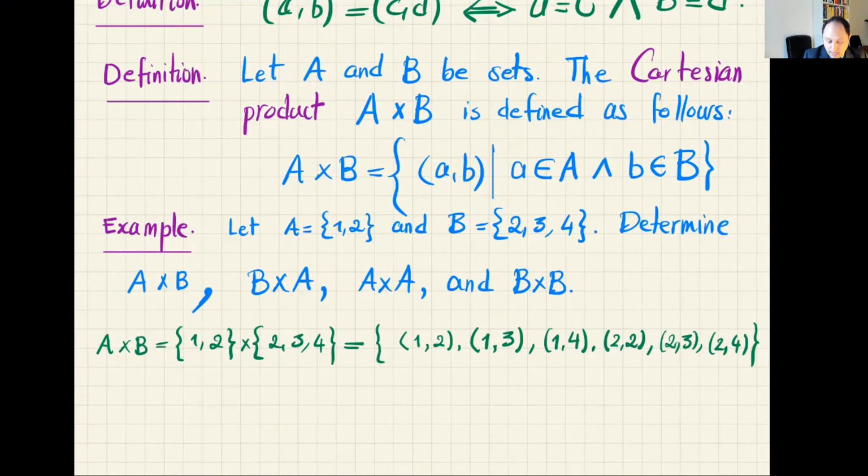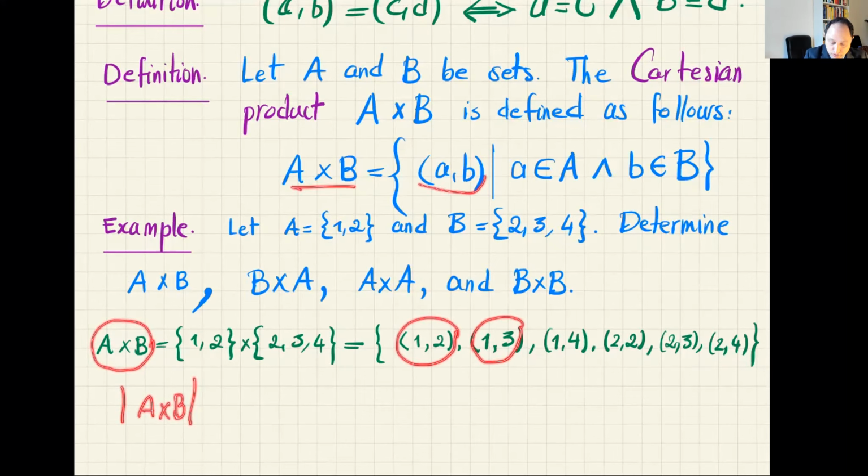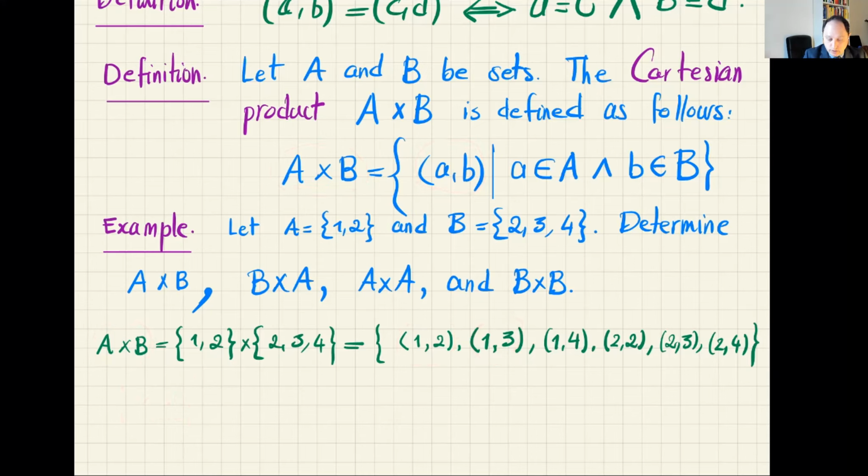If I ask you what is the cardinality of this set, you need to understand what to count. You need to count the number of ordered pairs, because the definition of Cartesian product is the set consisting of all ordered pairs. Each ordered pair is an element of the Cartesian product. So when I ask you what is the cardinality of A cross B, you shouldn't count these individual numbers. You should count the number of ordered pairs: 1, 2, 3, 4, 5, 6. I have 6 ordered pairs.